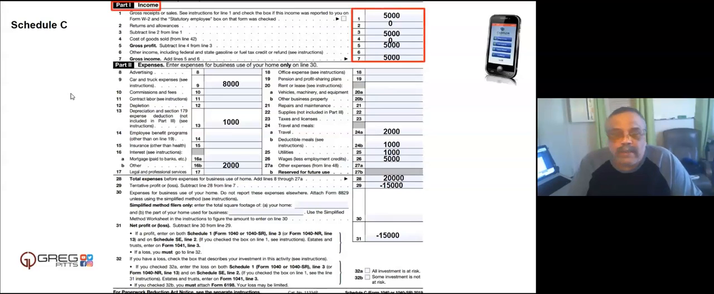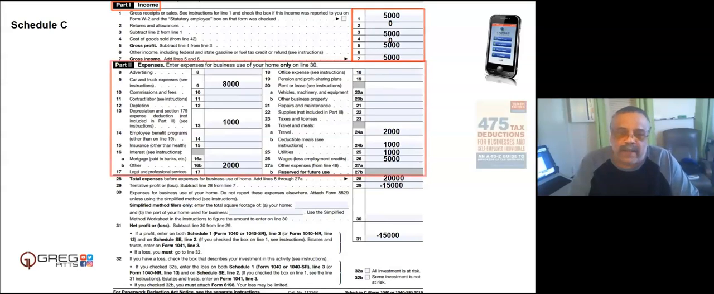Part 1 is your income. You've made $5,000 in your business. You just follow the lines, bring down your gross income of $5,000 on line 7, because you're not going to take anything out. We don't have any cost of goods sold, so you don't worry about that.